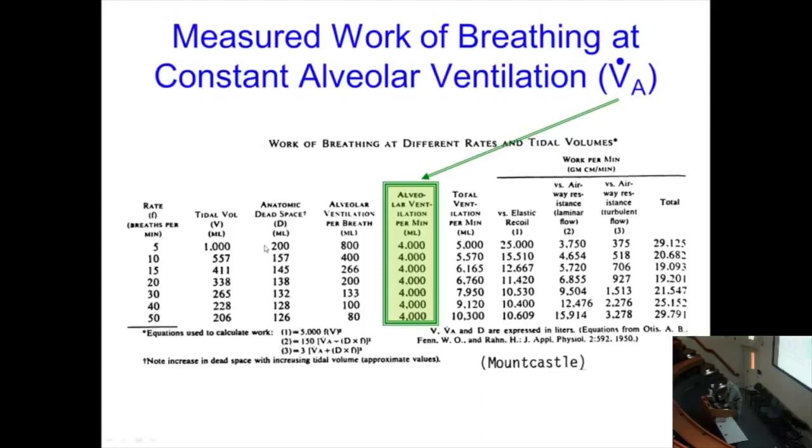Now, I will mention that the anatomic dead space here is not constant. It changes a little bit, and the reason it changes is that with 5 breaths per minute and a very large tidal volume of 1 liter, when you breathe in a whole liter of air, you've expanded your thoracic cavity, you've stretched the airways to a larger diameter, and so you've actually increased the amount of air that goes into dead space.